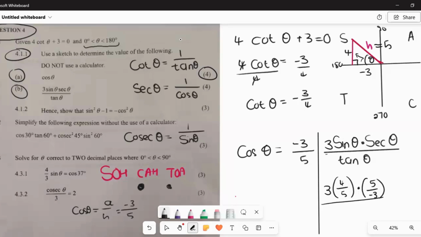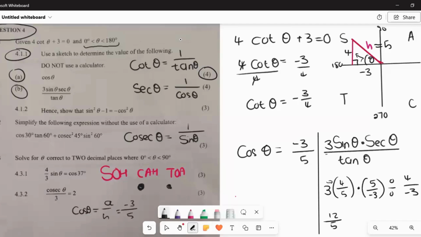If ever they said over, we can simply write it on the side and just say divided by tan theta. Tan is opposite over adjacent. Our opposite in this case is 4 over our adjacent, which is negative 3. And then quickly, let's multiply there. We're going to have 12 over 5.